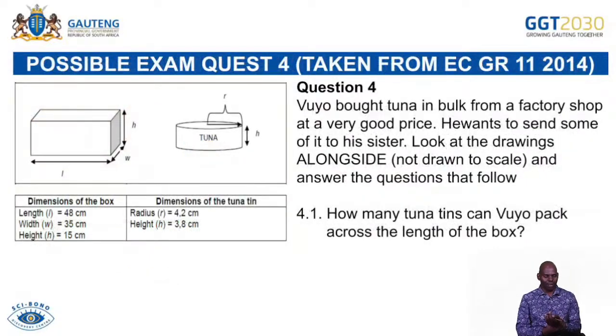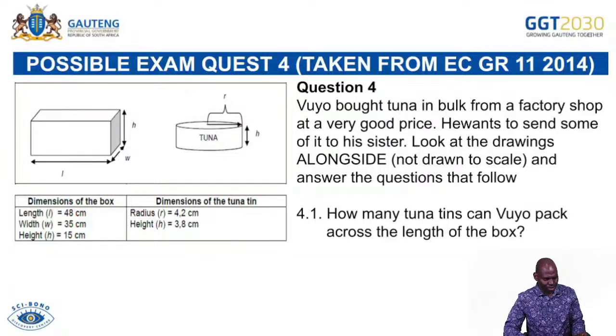Right. Another similar question is, Vuyo bought tuna in bulk from a factory shop at a very good price. He wants to send some of it to his sister. Look at the drawings alongside, not drawn to scale, and answer the questions that follow. 4.1. How many tuna tins can Vuyo pack across the length of the box? I think this one they are making much easier because you just need to calculate. So let's see.